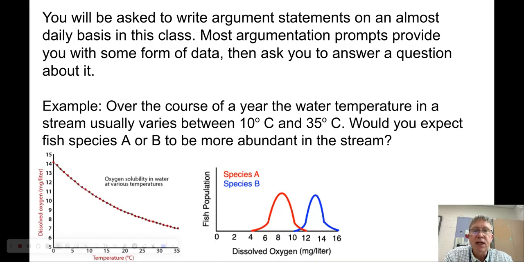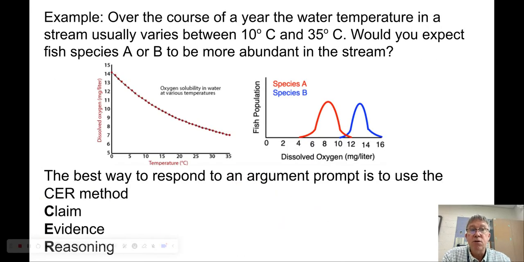So you wouldn't just say like, oh, I expect fish species A. That's not really an argument statement. So you always want to make sure that you follow a certain procedure. And that procedure is the CER method, which I think you're all familiar with. If you're new to KIS and you haven't heard of CER, it's just a really great thing to know about all the way through grad school, to be honest. It's just a great approach to argumentative communication.